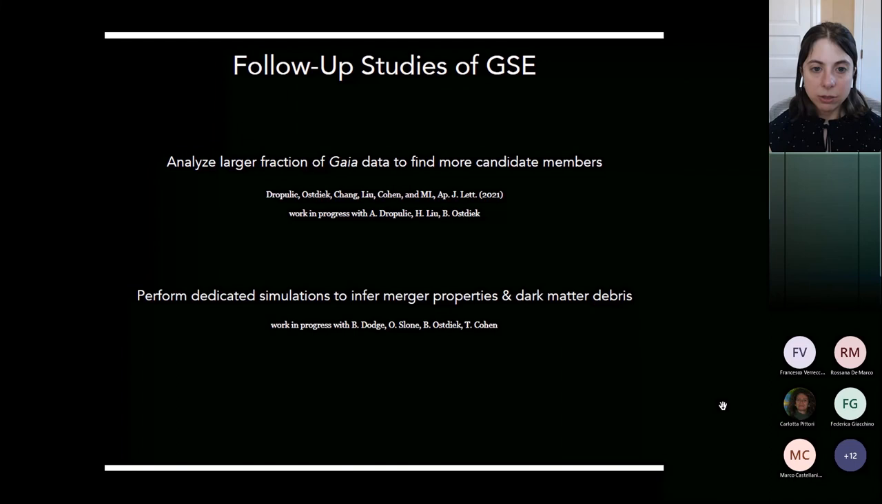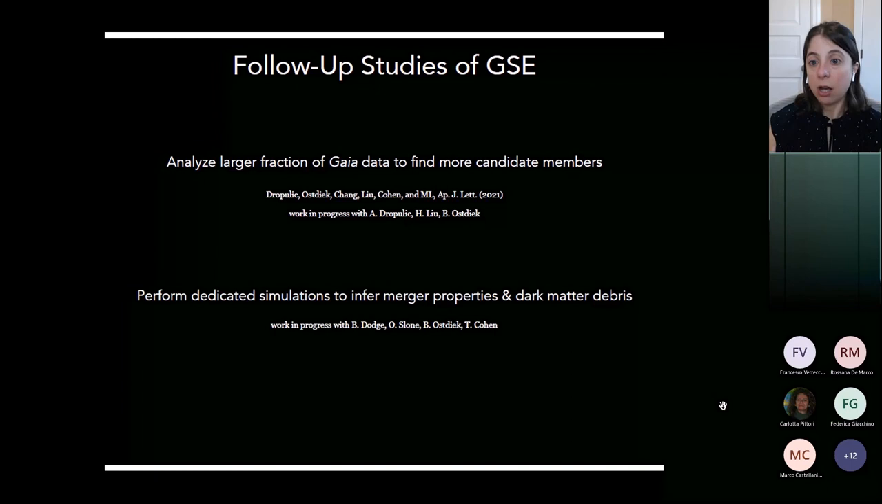So there are a few avenues in my research group that are trying to answer this question. One avenue is trying to figure out whether or not we can analyze a larger fraction of the Gaia data to find more candidate GSE stars. The goal of that would be to essentially remove statistical uncertainty and build a better model of the velocity distribution of the local GSE stars.